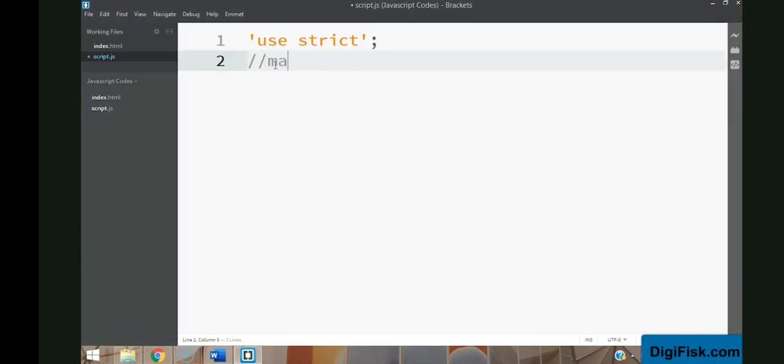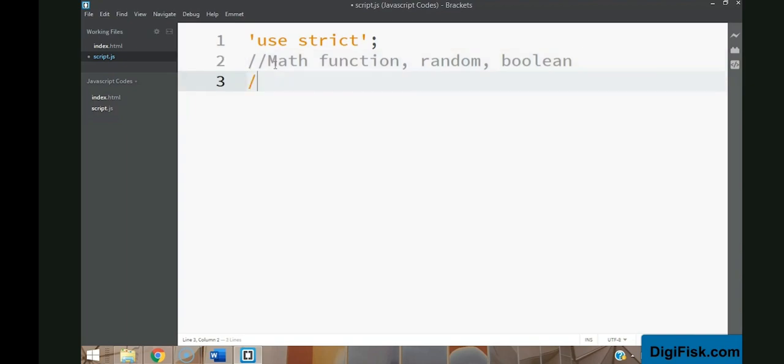In this lesson, we are going to be looking at the Math function of JavaScript, the random function, the Boolean function, functions like that. All of these are predefined functions in JavaScript, which means that you can use these functions to do certain predefined things in your code.